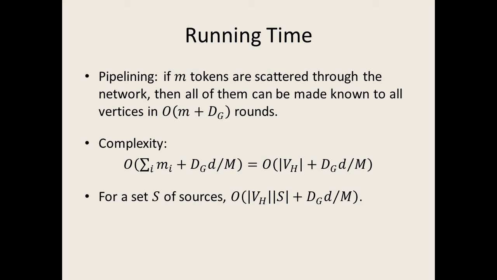We know that we can broadcast M tokens using an order of M plus D rounds, where D is the diameter of the underlying network. And so if we denote by Mi the number of vertices that were updated in the ith phase, we get that the total number of rounds is equal to this bound. As each vertex is updated only once, this sum can be at most the number of vertices, and so this gives us the following bound on the running time.